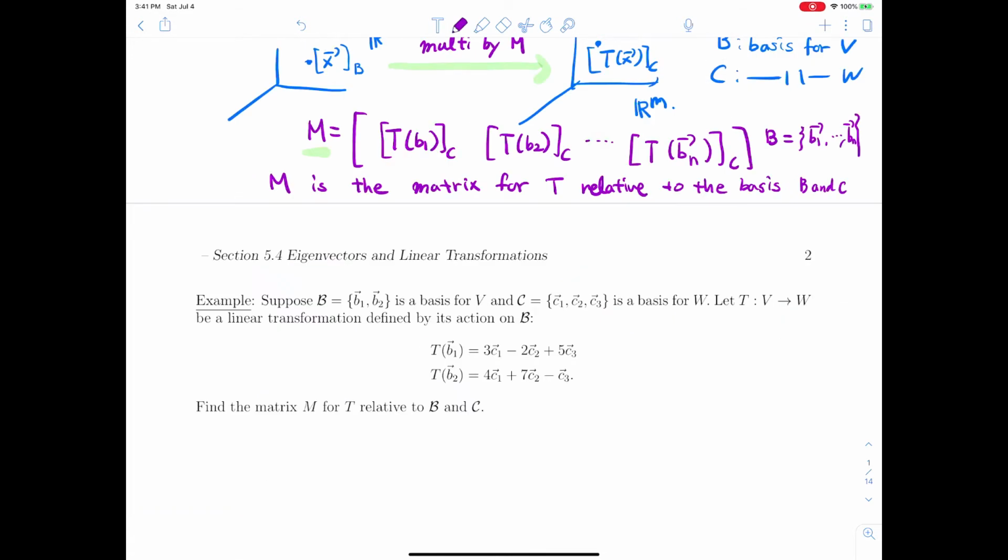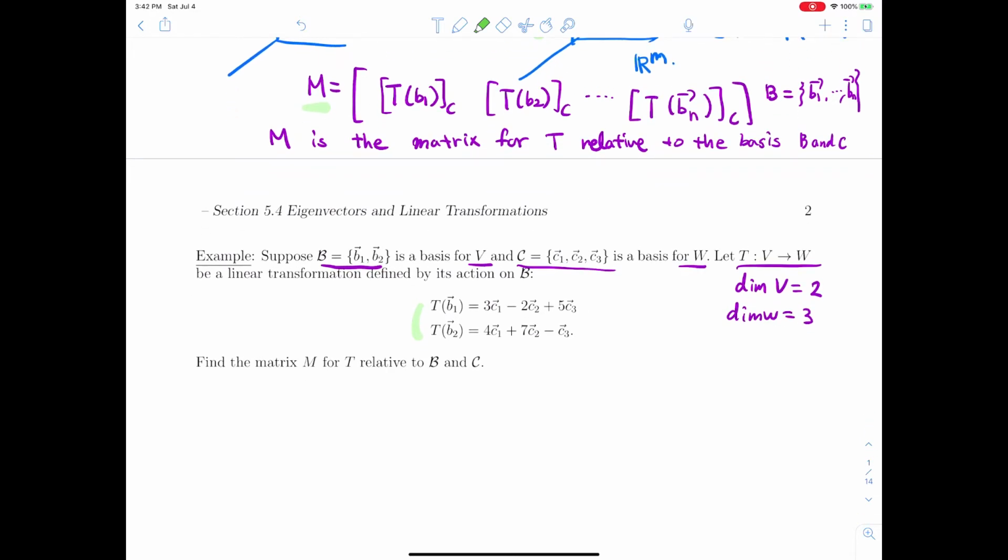Suppose that B is given by b1 and b2, which is a basis for V, and C is c1, c2, and c3, which is a basis for W. Let's say T is a linear transformation from V to W. In this case, the dimension of V equals 2, and the dimension of W equals 3. Let's say T of b1 and T of b2 are given in this way, and let us find the matrix M for T relative to B and C.